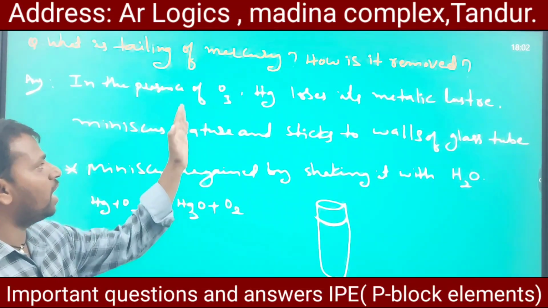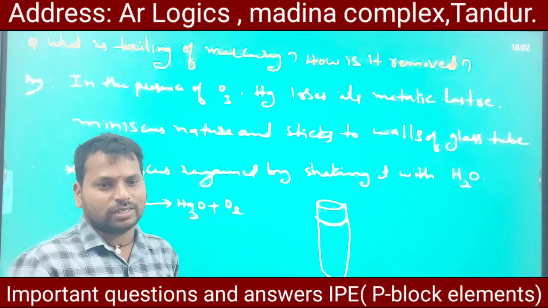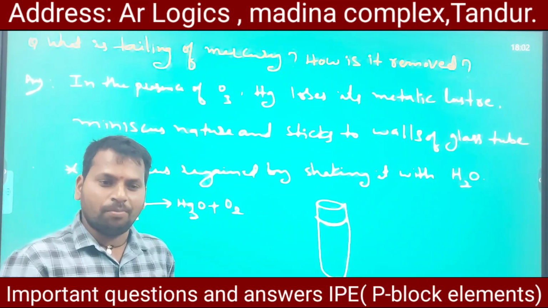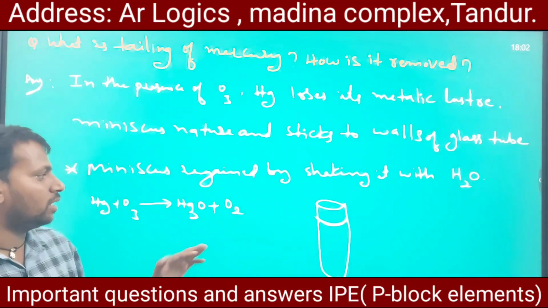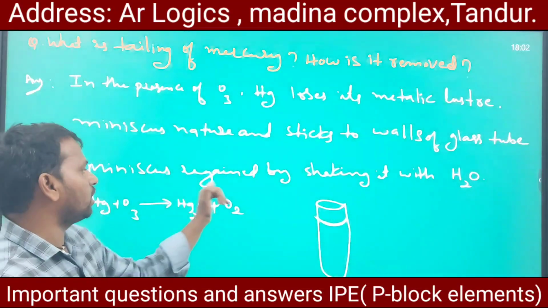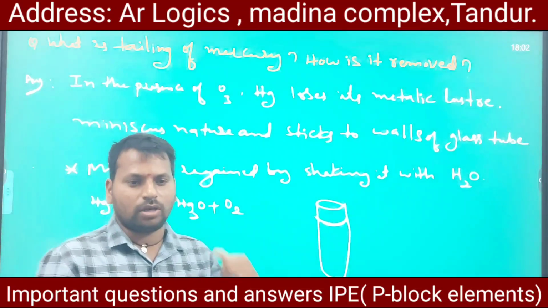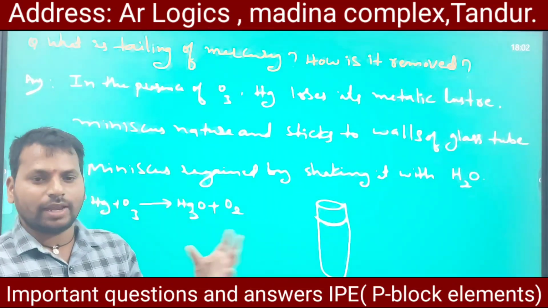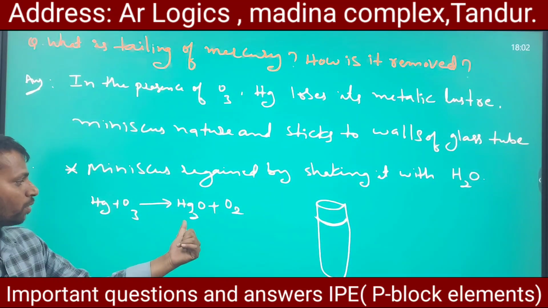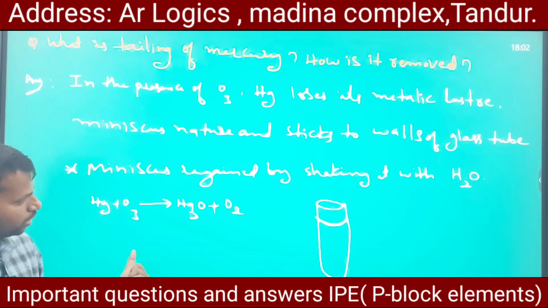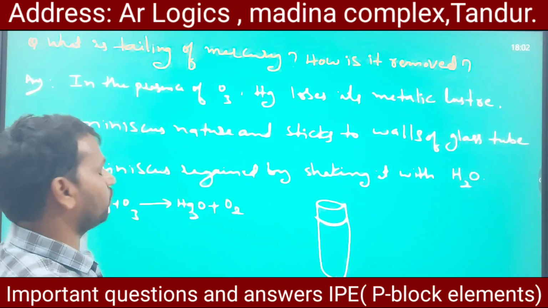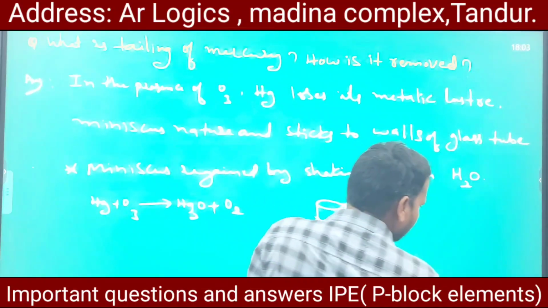When ozone reacts with mercury, this meniscus nature is lost by the mercury. That is said to be tailing of mercury. How can we regain that meniscus nature? The meniscus nature is regained by shaking it with water. By adding water and shaking, it is regained. The reaction is Hg plus O3 gives mercurous oxide plus oxygen. So this is about this one. Next.